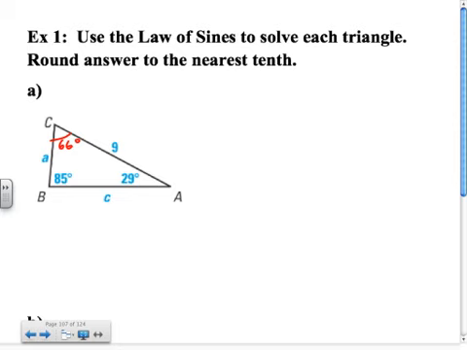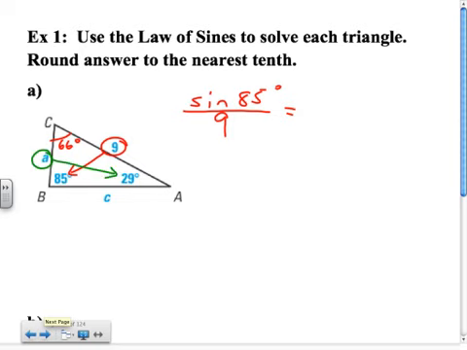If you only know one side, you really have to use the law of sines. So I know for sure I'm using this 9. If I'm using that 9, automatically that means I'm using the 85. So I automatically know one of my ratios here is going to be sine of 85 over 9, equals. And then it comes down to what I want to solve for first, A or C. A comes first in the alphabet, so we're going to go ahead and solve for A first. If I'm using A, by rule, that means I'm going to use that 29. So the sine of 29 degrees over A. And that's the ratio I'm looking at.